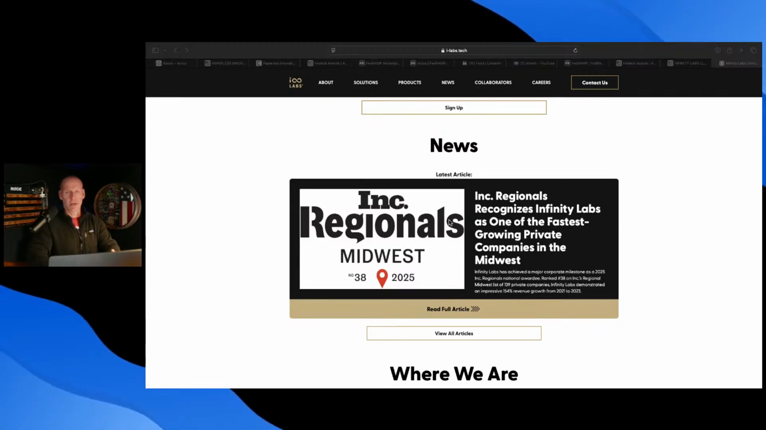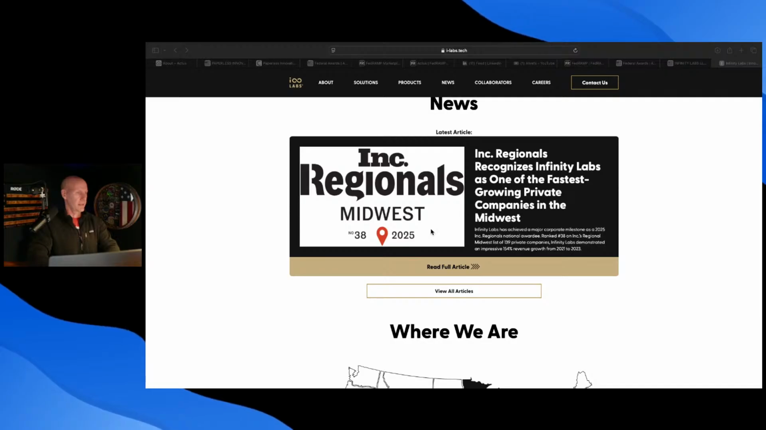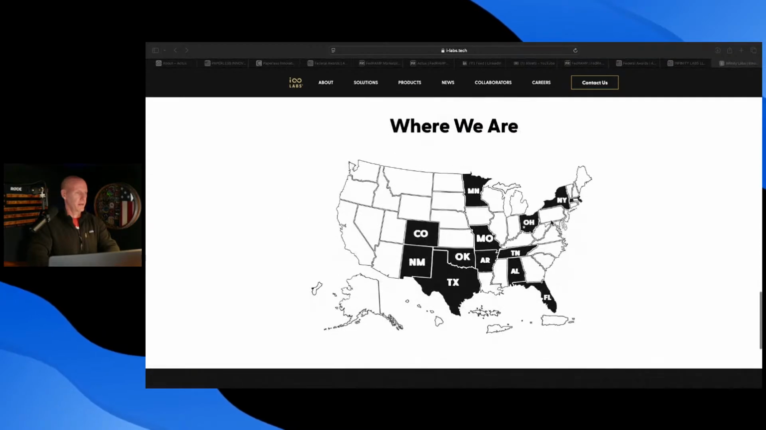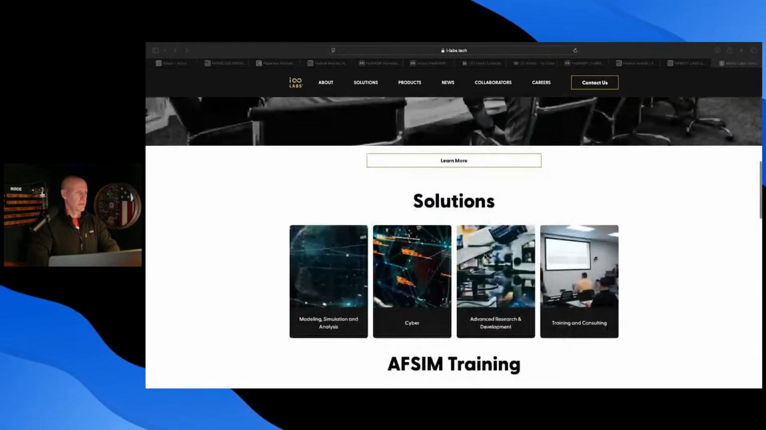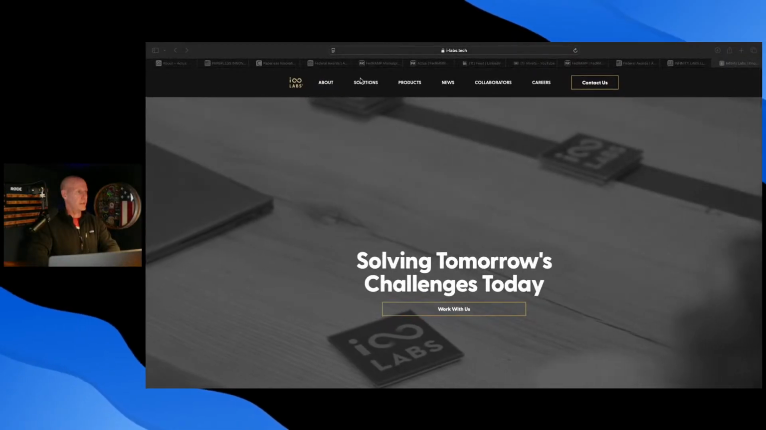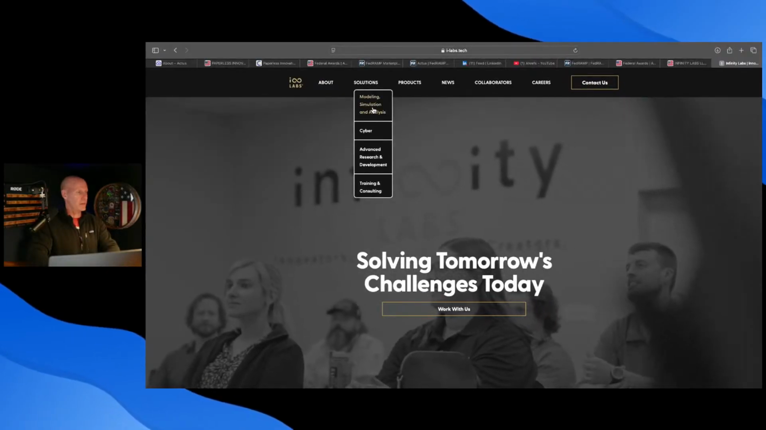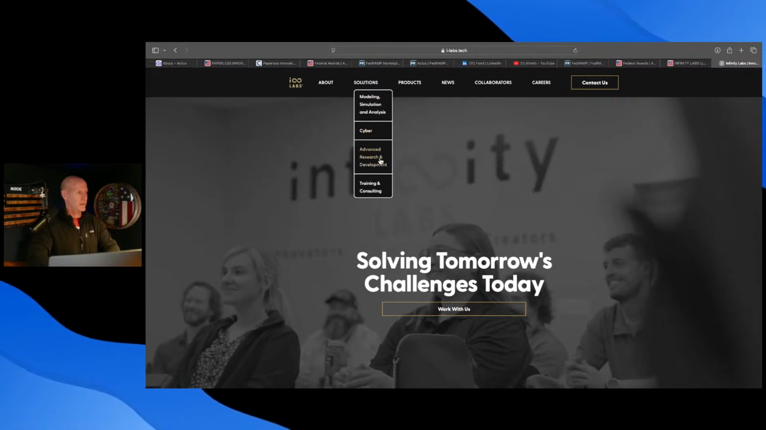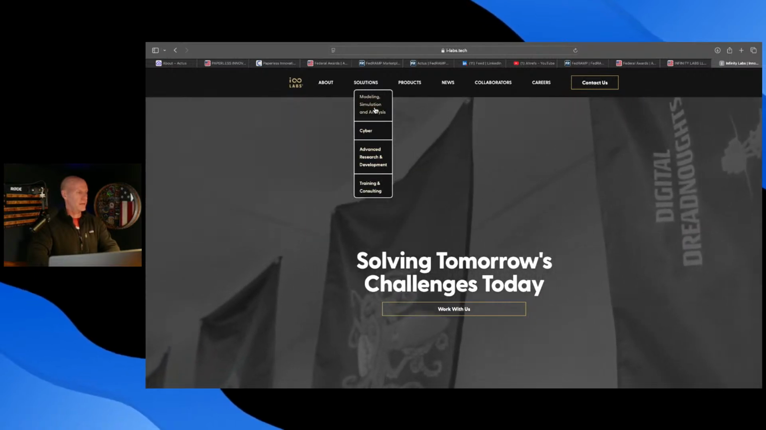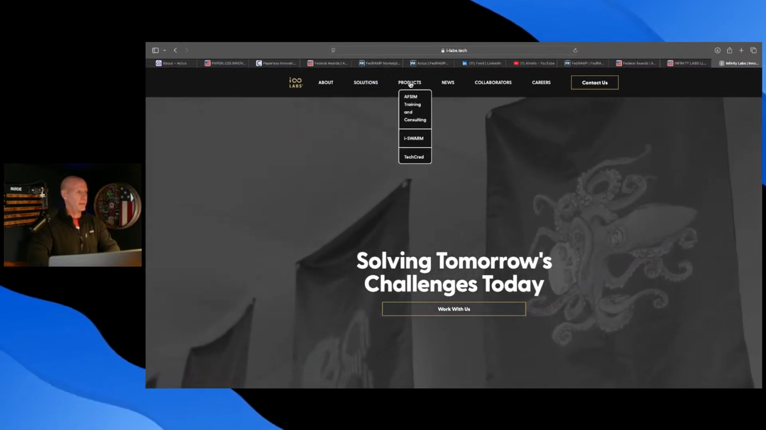Or you're not competitors, but like potential teaming partners. So I do like this, that they've got some awards here. Well, that's interesting. All right. So what do these guys actually do? So solutions, modeling, simulation, and analysis, cyber, training, and consulting, pretty broad buckets there.